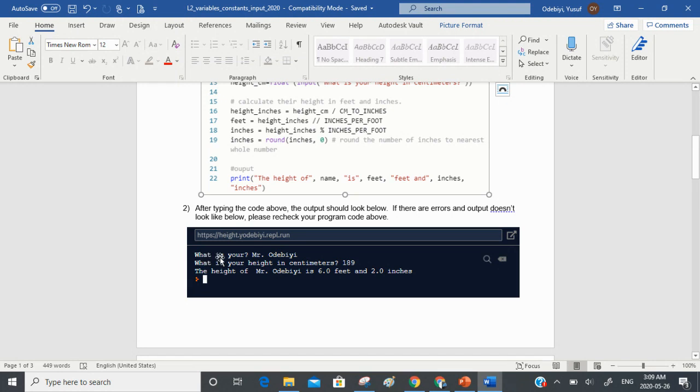It's going to ask me, what is my name? Mr. Odebi. What is your height in centimeters? 189, I type in. Then it should show the height of Mr. Odebi is 6 foot and 2 inches.